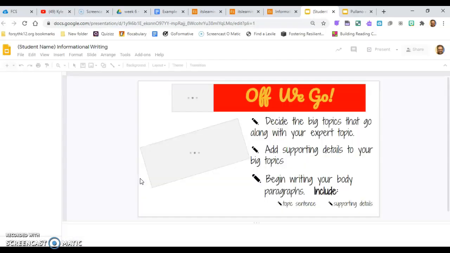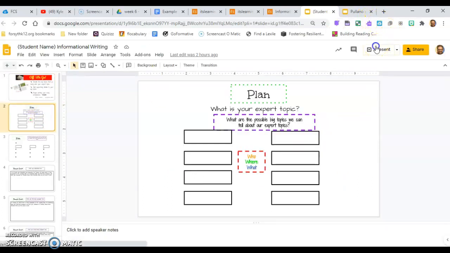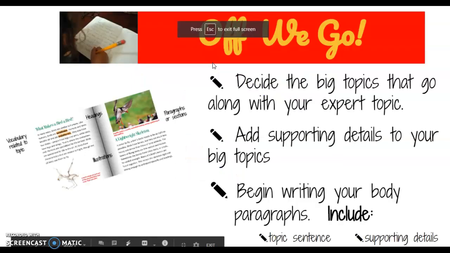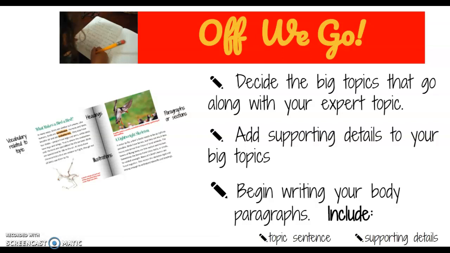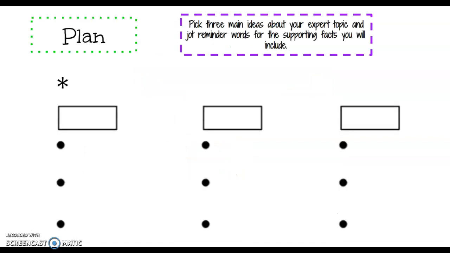And so today, for Tuesday, we're going to download and have this as an organizer. These are Google Slides that you will type on and come up with your plan. And so for this, today, you can see we're going to decide on our big topics, add some supporting details, and begin writing your body paragraph. So for this, thinking about your expert topic and what you're knowledgeable about, this is similar to what you did yesterday. You're going to choose your topic in basically body paragraph 1, 2, and 3.